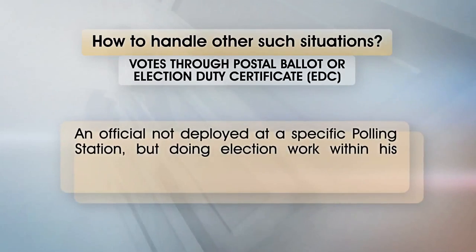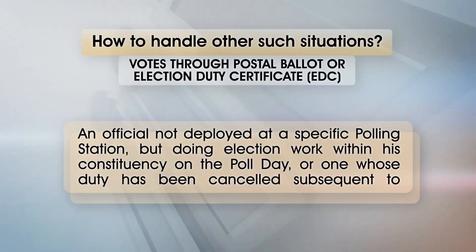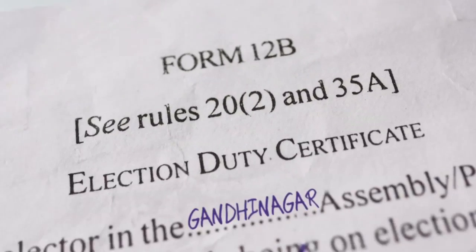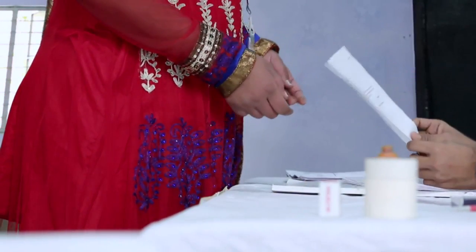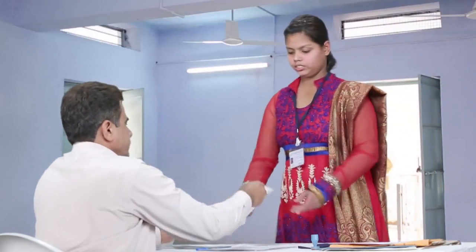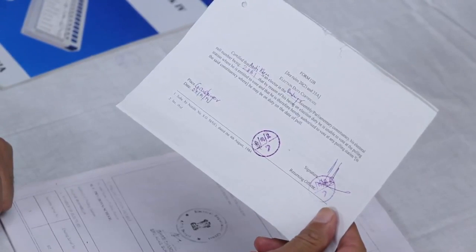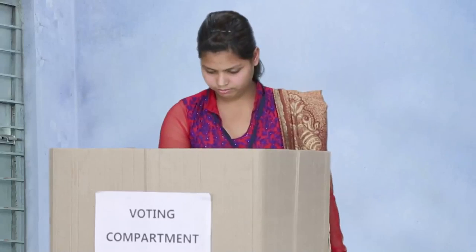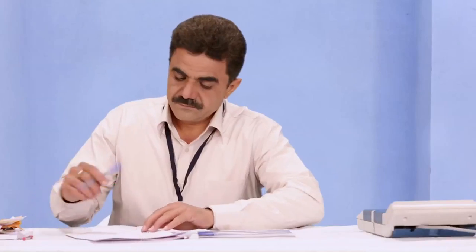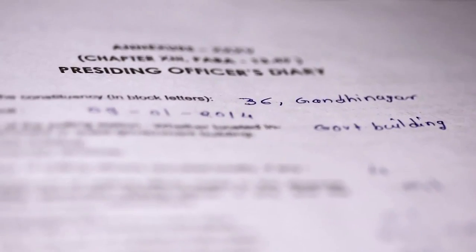An official not deployed at a specific polling station but doing election work within his constituency on the poll day, or one whose duty has been cancelled subsequent to issuance of EDC to him, can cast his or her vote at any polling station within his or her constituency other than the one at which he or she is enrolled, using the EDC issued to him or her. The PRO has to collect the EDC issued to such a voter before allowing him or her to cast his or her vote. He also needs to make corresponding entries in Form 17A, 17C and Presiding Officer's Diary.